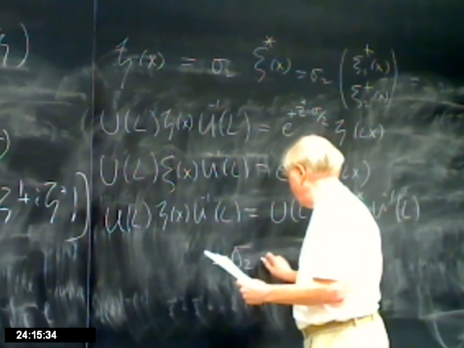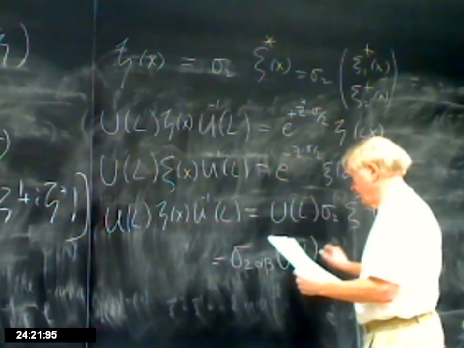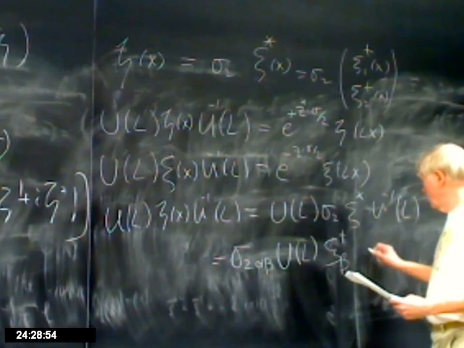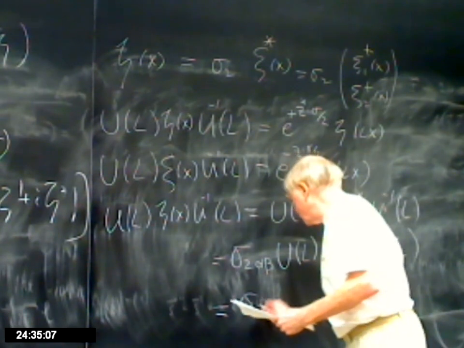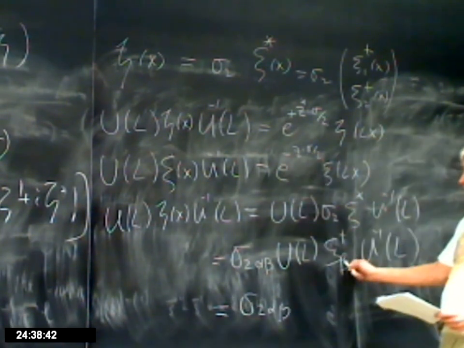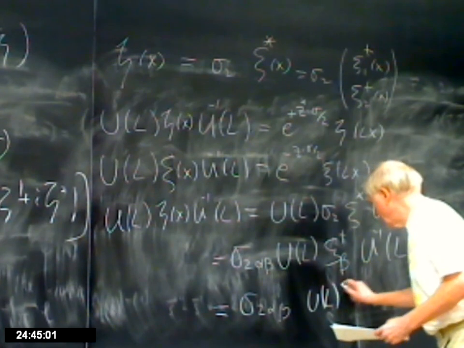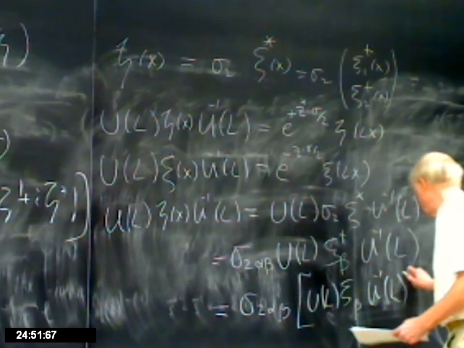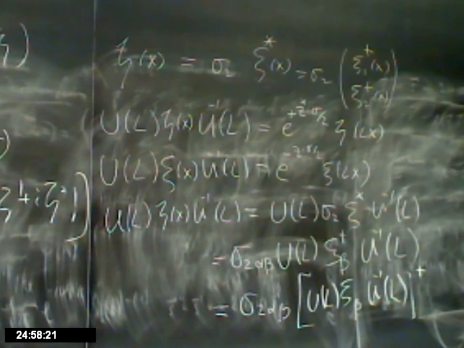And I'm going to write this out really explicitly in terms of components. Sigma 2 alpha beta, U of L, C beta adjoint, U inverse of L. Let's rewrite this as U of L, C beta, U inverse of L, the whole thing adjoint. So this is just one component, the beta component, adjoint. And so this is then sigma 2 alpha beta.